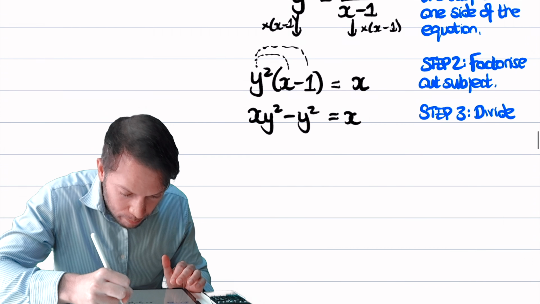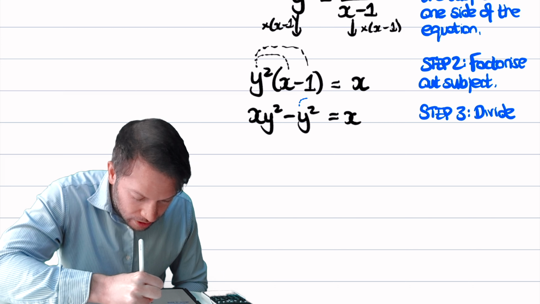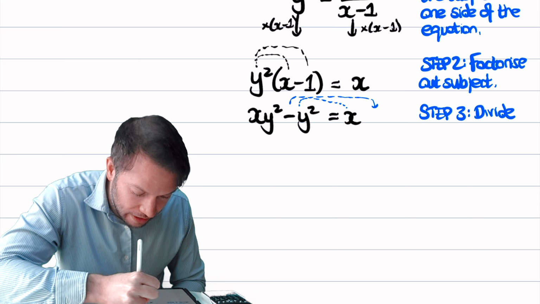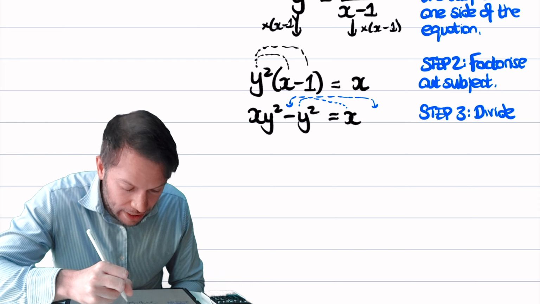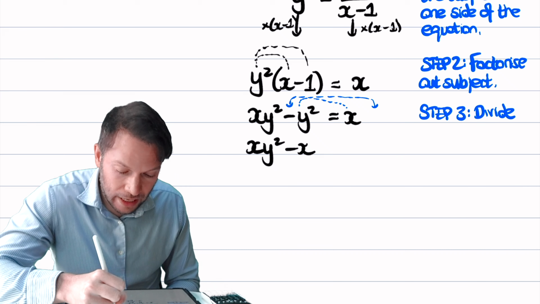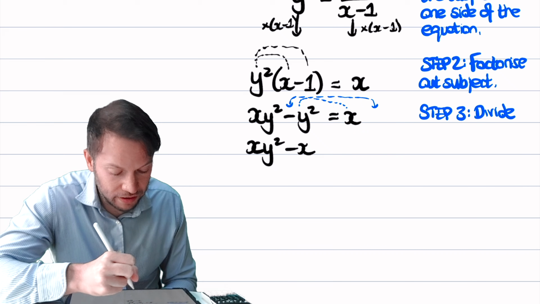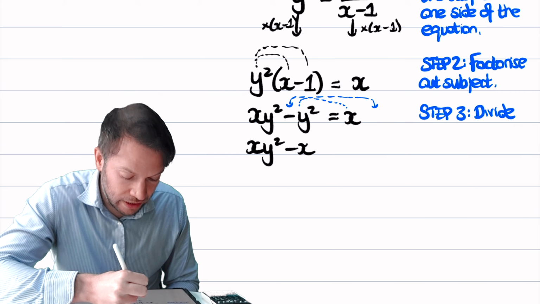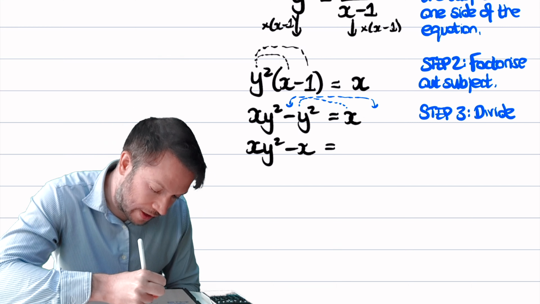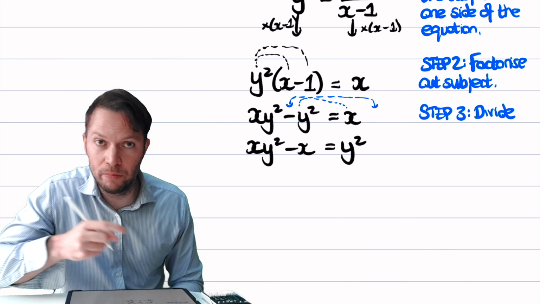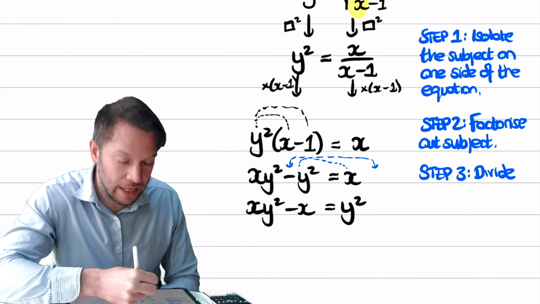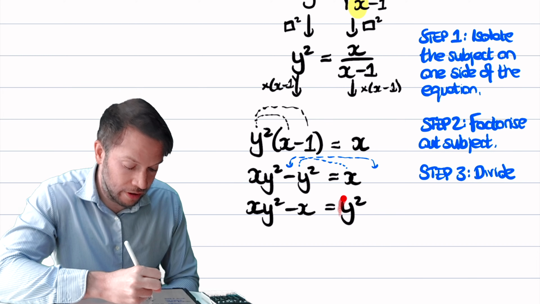I'm going to move this y squared over here by adding y squared. And I'm going to move this x over here by subtracting x. So if we subtract x from both sides, I'm going to get xy squared minus x. And if I subtract x on this side, it just disappears. And I also want to add y squared to both sides. So adding y squared gets rid of that. And I want to add y squared over here. So it's effectively like moving the term to the other side of the equation, but changing the sign. Now that's good. We've got all the x terms on the left-hand side, and the non-x terms are on the other side of the equation.